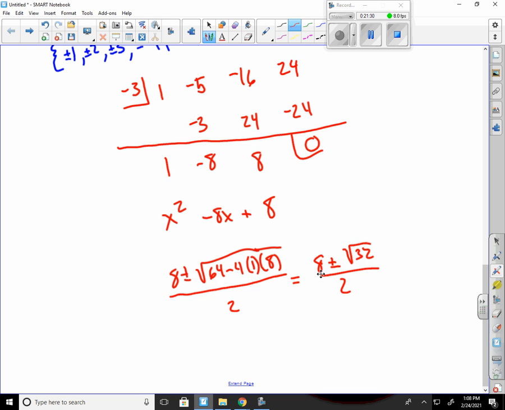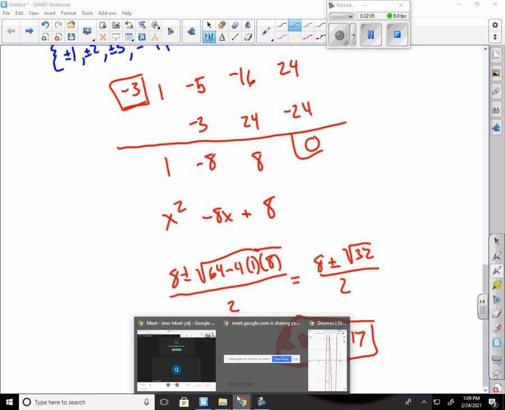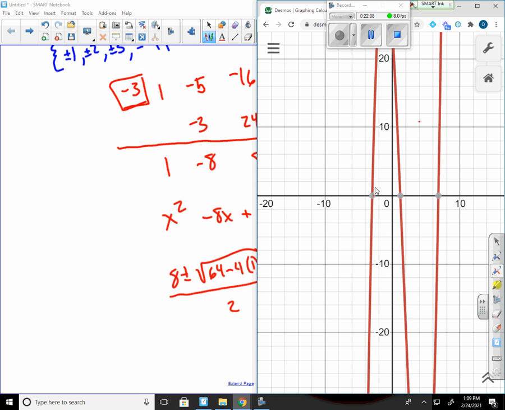Put this into your calculator. 8 plus the square root of 32 divided by 2 gives you 6.83. Eight minus the square root of 32 over 2 is 1.17. There's 2 roots. There's the third. I'm done. Look back at our graph. -3, 1.17, 6.828, which I just rounded off to 6.83.